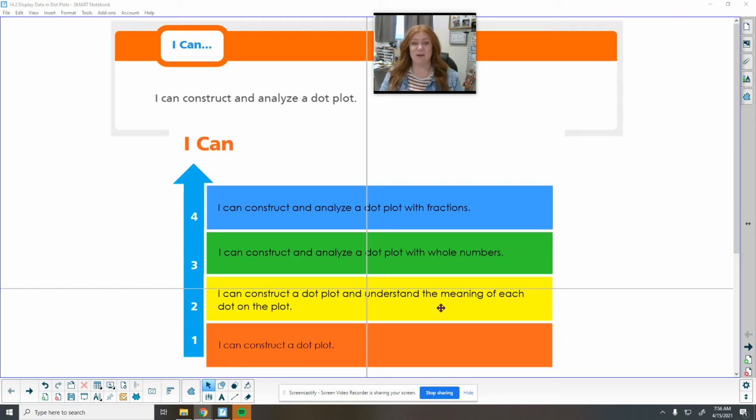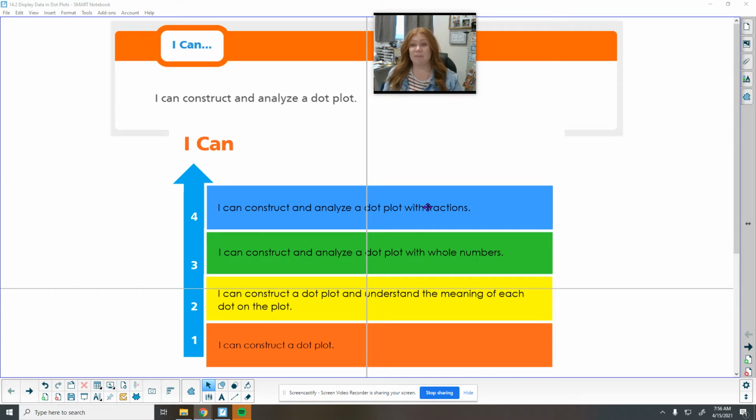This video is for 14.2. So today we are going to be working more with those line plots and those dot plots. So those words can be interchangeable. So it's got a line and it's got dots or X's above it. So our goal today is that we can construct and analyze. That just means interpret all of the information. We can understand what the numbers on the bottom mean. We can understand what the dots are representing and answer questions using that information. So if you can do that with the whole numbers, then that is our goal today.